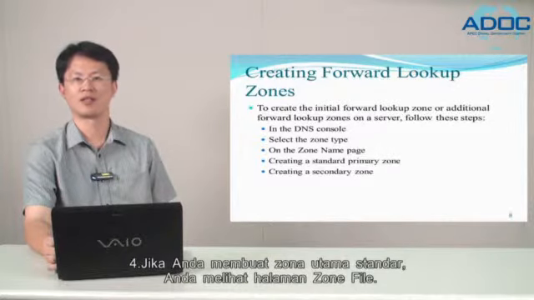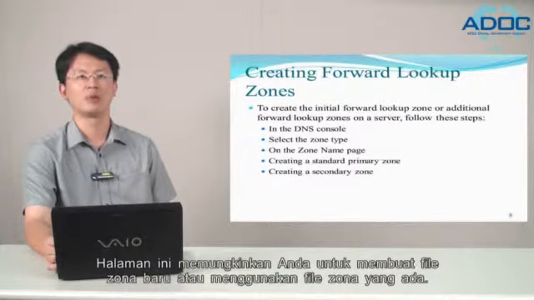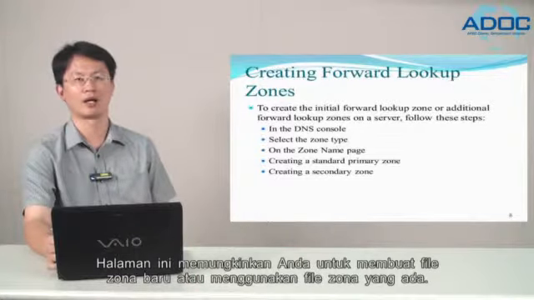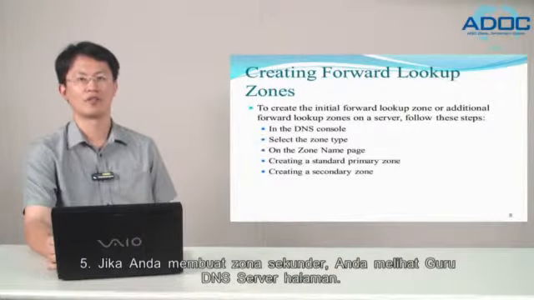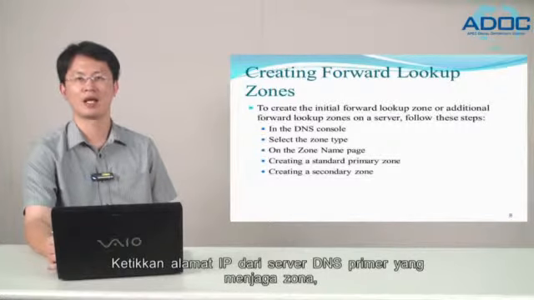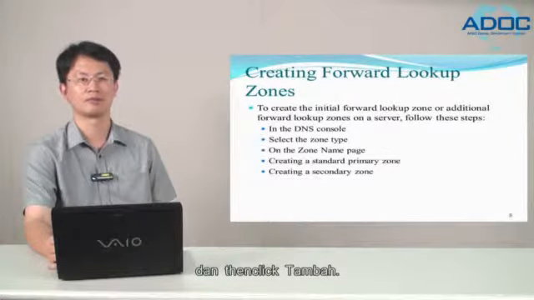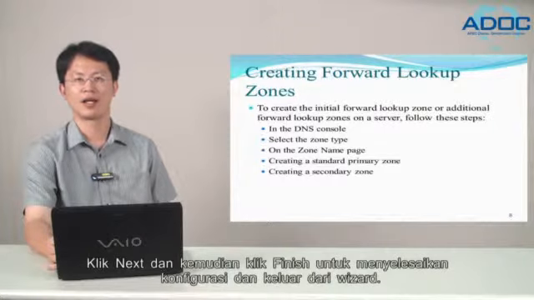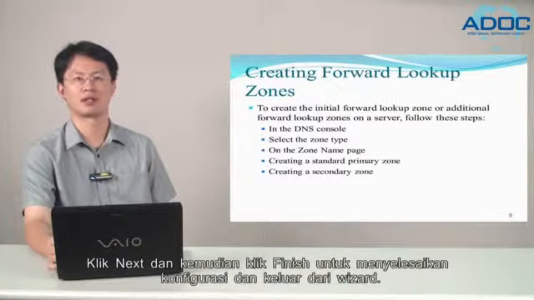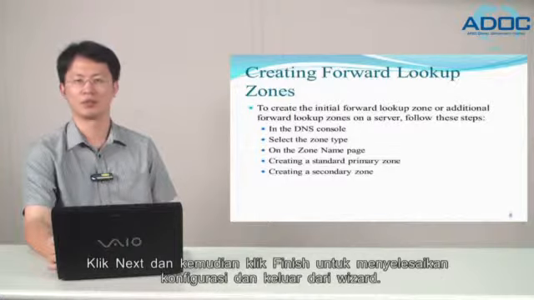If you are creating a standard primary zone, you see the Zone File page. This page allows you to create a new zone file or use an existing zone file. And if you are creating a secondary zone, you see the Master DNS Servers page. Type the IP address of the primary DNS server that is maintaining the zone, and then click Add. And click Next, and then click Finish to complete the configuration and exit the wizard.